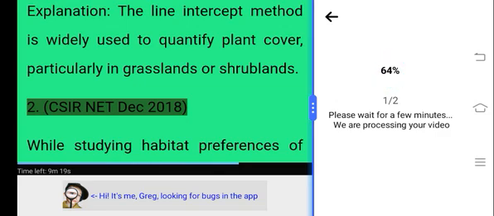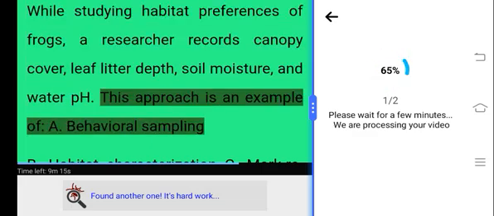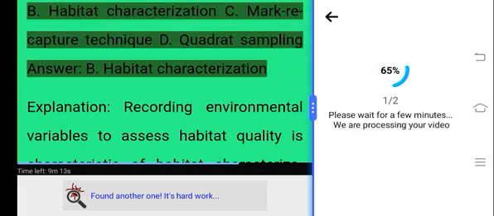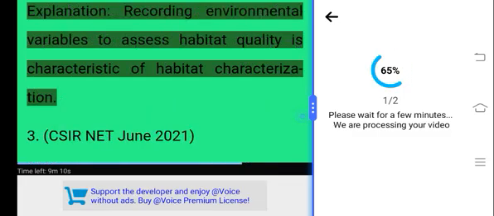2. CSIR NET December 2018. While studying habitat preferences of frogs, a researcher records canopy cover, leaf litter depth, soil moisture, and water pH. This approach is an example of: A, behavioral sampling. B, habitat characterization. C, mark recapture technique. D, quadrat sampling. Answer: B, habitat characterization. Explanation: recording environmental variables to assess habitat quality is characteristic of habitat characterization.